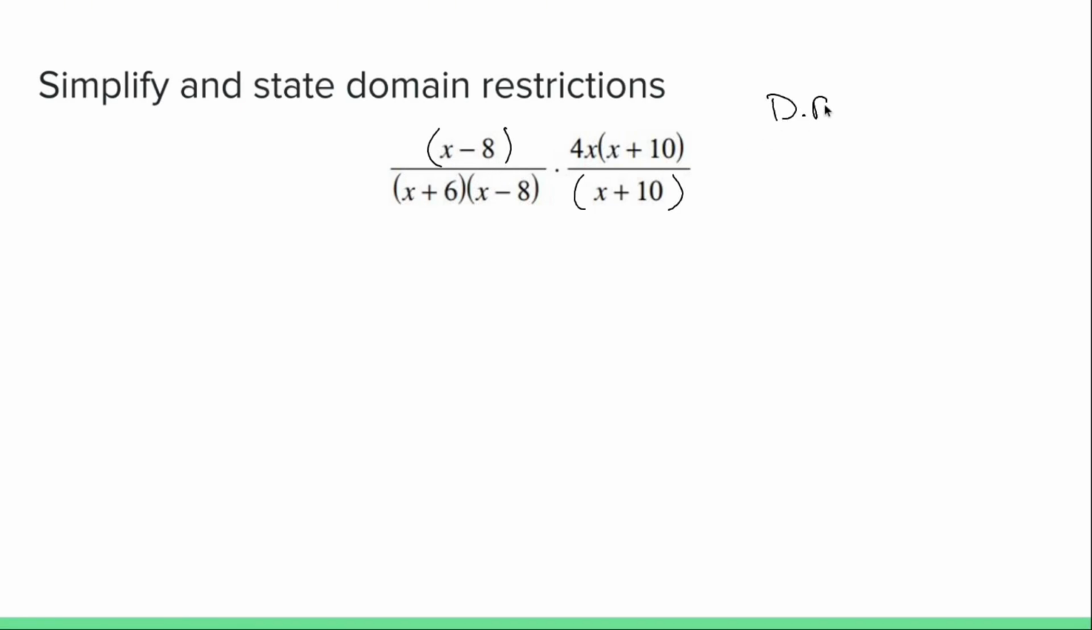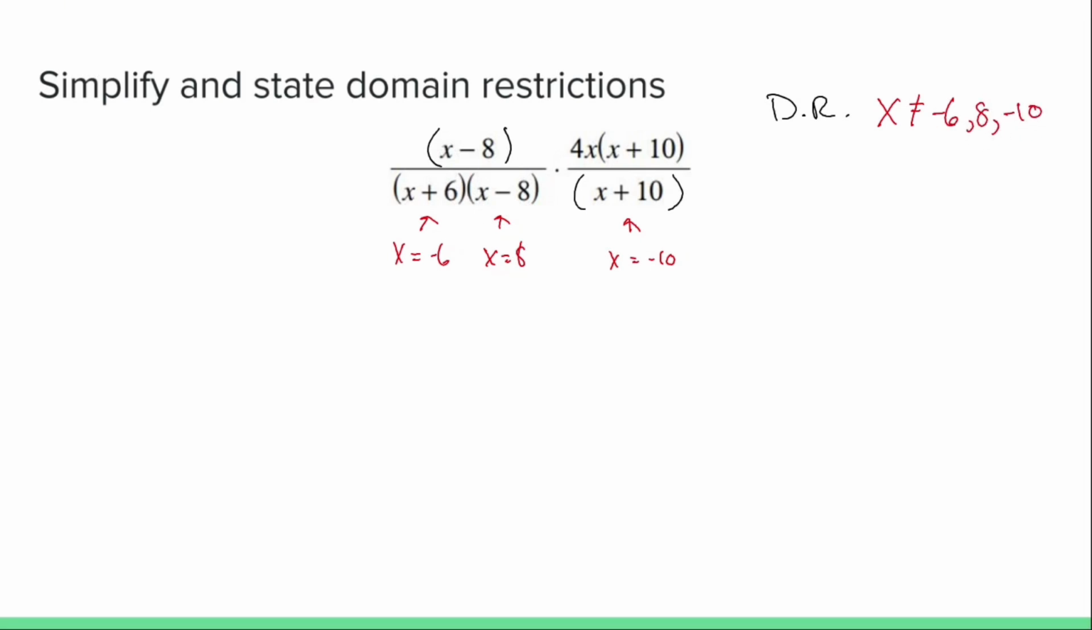My domain restrictions are the x values that make a factor in the denominator equal to 0, before I start crossing things out. Okay, so x equals -6 would make that equal to 0. x equals 8 would make that equal to 0. x equals -10 would make that equal to 0. So domain restrictions are any number that makes the denominator equal to 0 before I start hacking things away. So I will say that x cannot equal -6, 8, and -10.